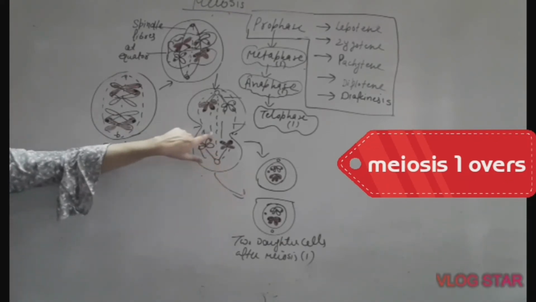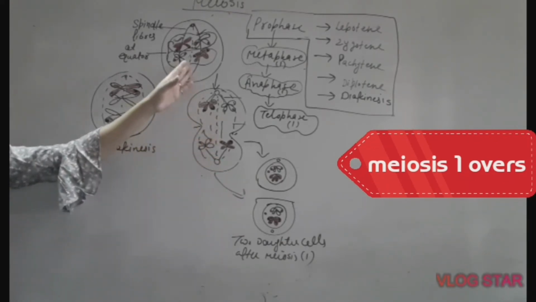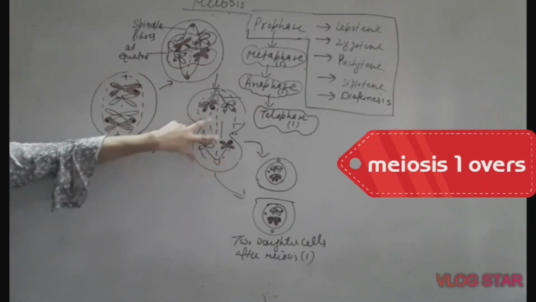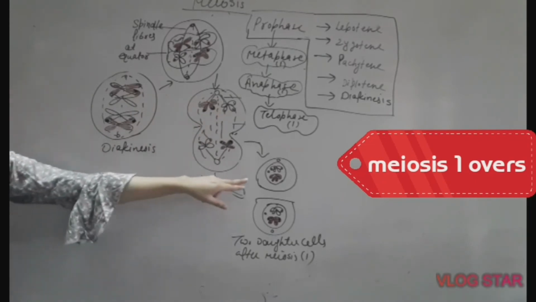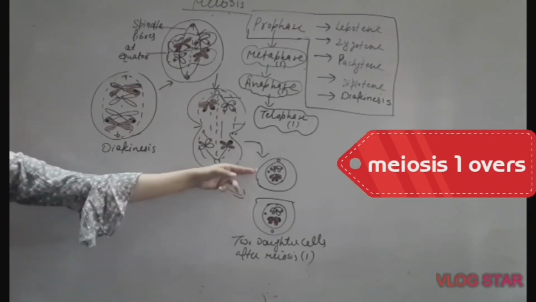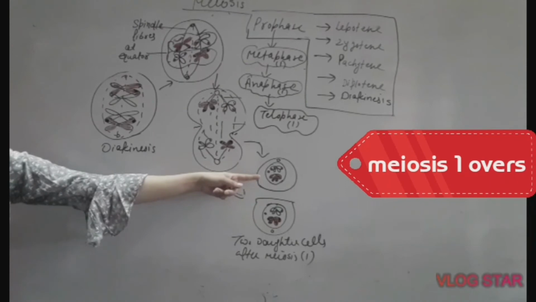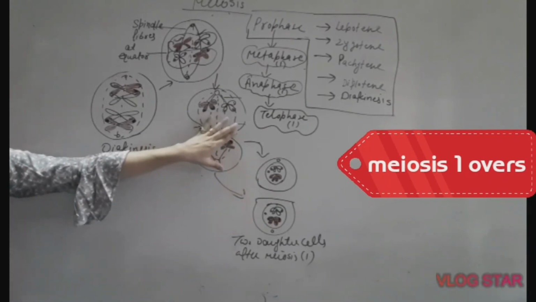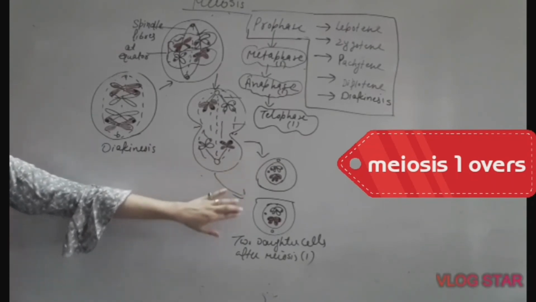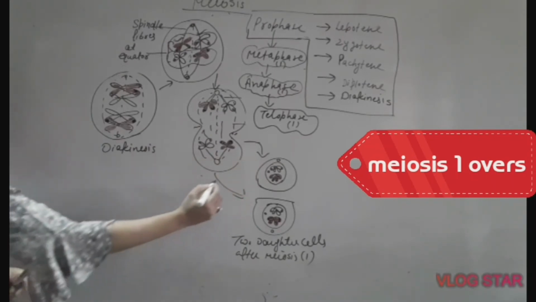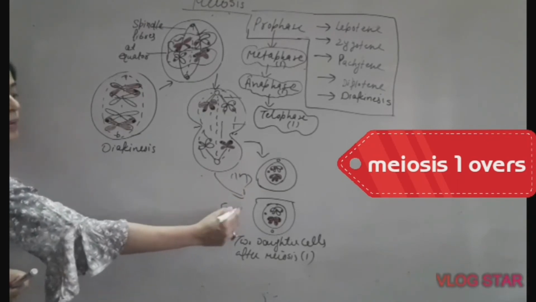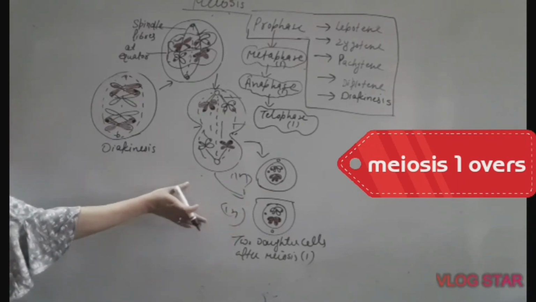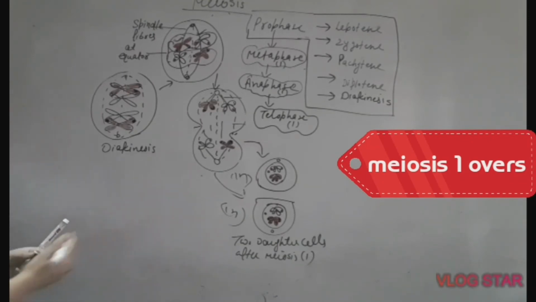You can see that this parent cell during telophase, or you can consider metaphase, had 4 total chromosomes: 2 red ones and 2 black ones. But now you can see in the daughter cells they have only 2 chromosomes, 1 black and 1 red in each. So the chromosome number has reduced from 4 to half. That is why these cells are now considered to be 1N. These are haploid cells. That is the reason meiosis 1 is believed to be the reductional division.